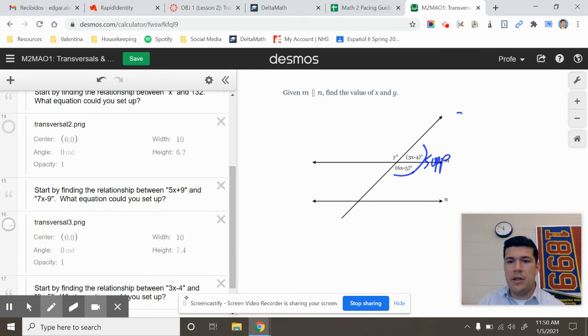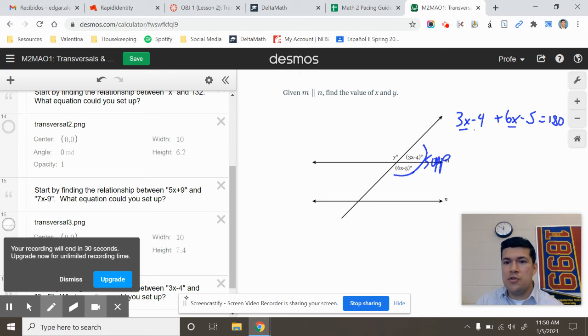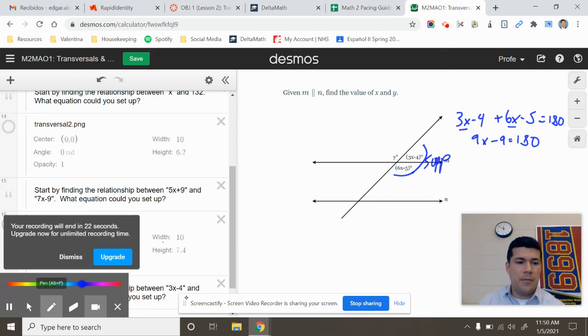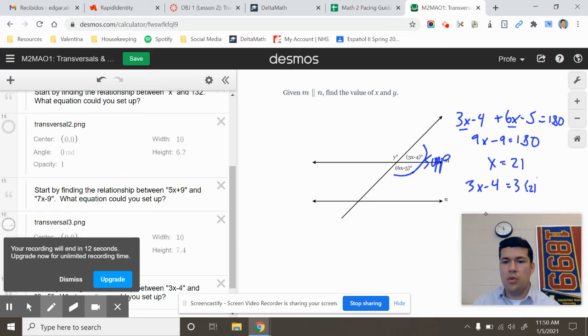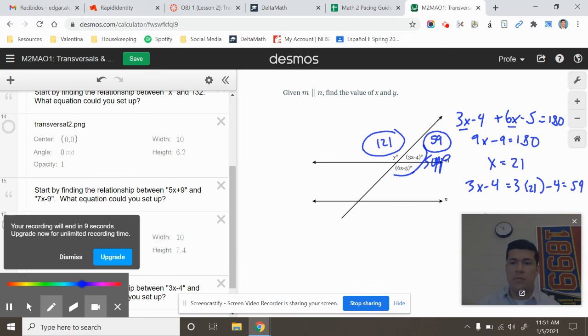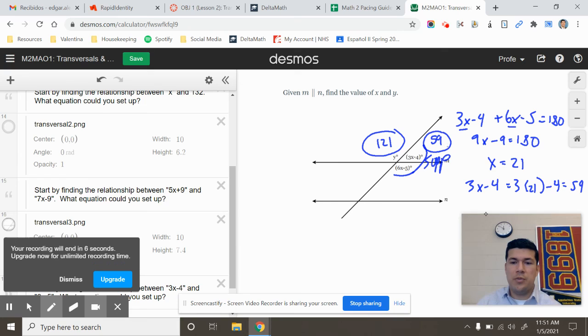So start with that reality, and you will have 3x minus 4 plus 6x minus 5. Because this is addition, I didn't bother with the parentheses. And that should be equal to 180. So we have 3x plus 6x, that's 9x minus 9 equals 180. And so we find that X equals 21. We can substitute back into it to find that 3x minus 4, that angle, is equal to 59, which means that its supplement, Y, will be equal to 121.